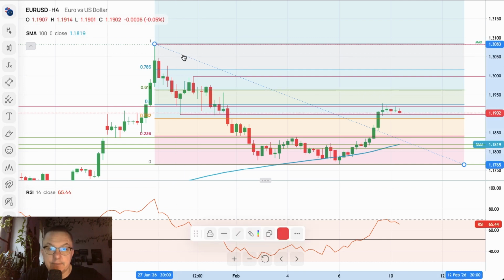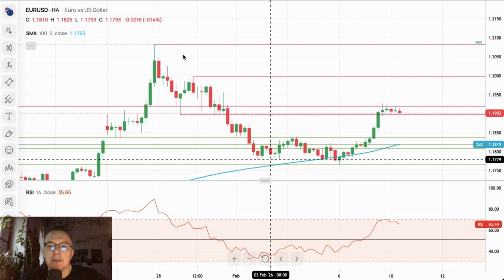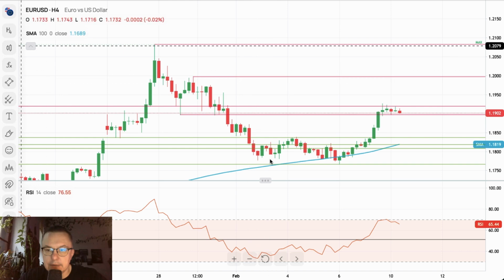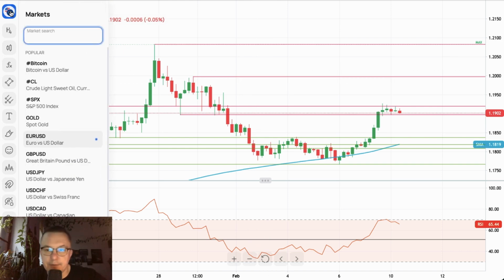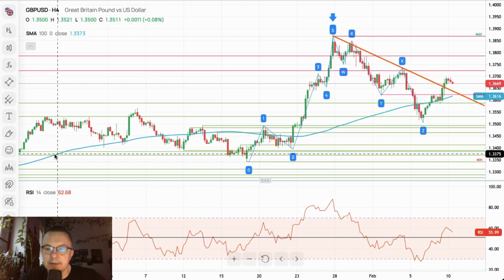So the bearish situation here might be very briefly invalidated basically, right? So bearish outlook for the euro dollar, as it has a problem with the 50% Fibonacci retracement.